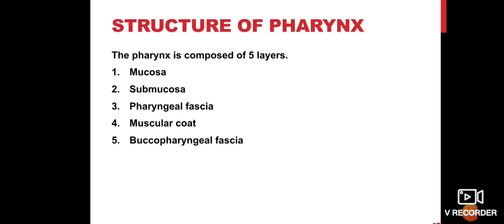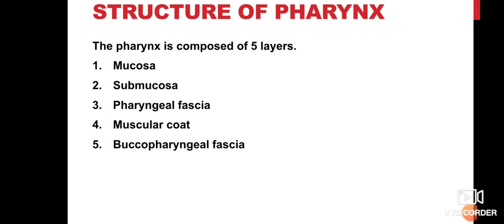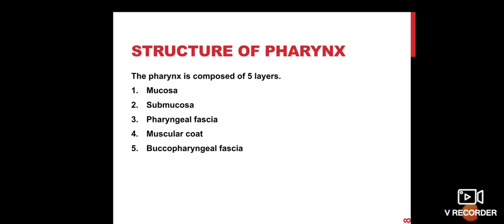While seeing the structure of the pharynx, it is composed of 5 layers from inner to outer. That is mucosa, submucosa, pharyngeal fascia, muscle, and the buccopharyngeal fascia. This is the structure of the pharynx. So it consists of 5 layers from inner to outer: mucosa, submucosa, pharyngeal fascia, muscular coat, and the buccopharyngeal fascia.